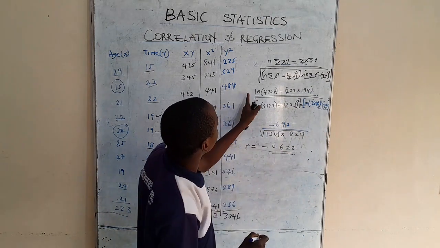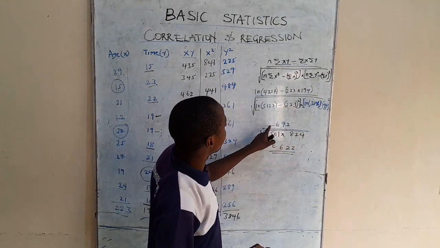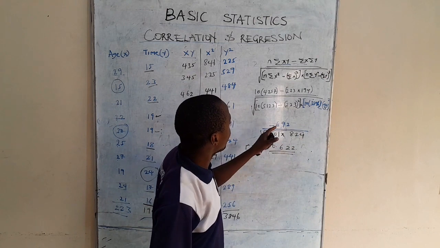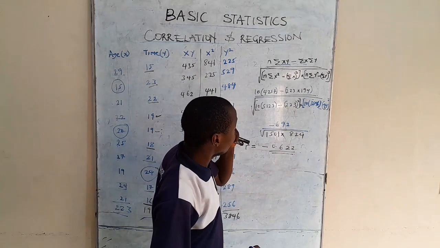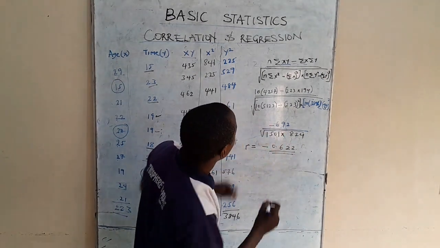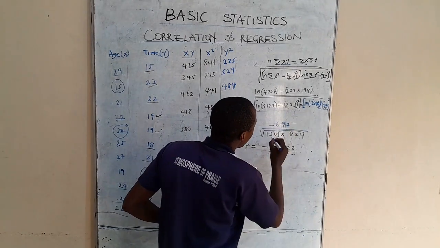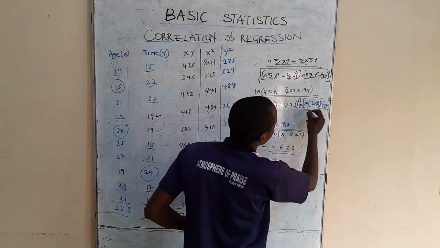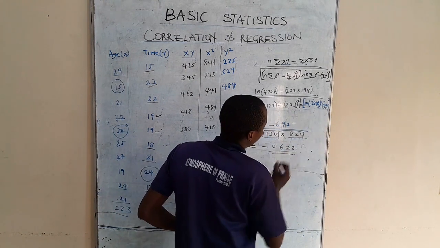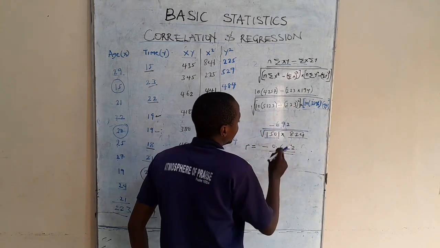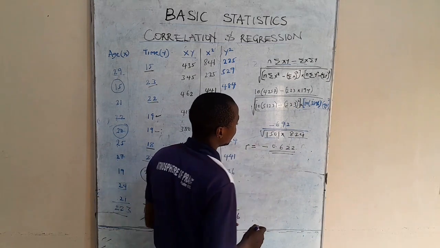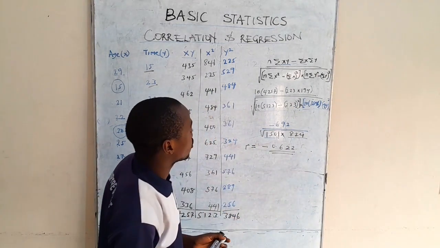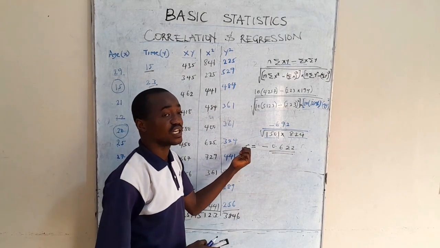So by the time we do the numerator, we arrive at minus 692. Then divided by the square root of, when we work out this one, we have 1,501, and when we work out this, we have 824. So by the time we use this to divide it, we have minus 0.622, which is the correlation coefficient.